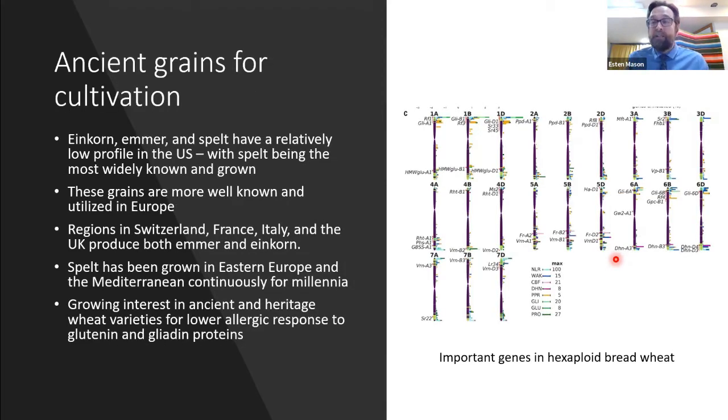If we think about ancient grains for cultivation, so einkorn, emmer, and spelt, they're relatively unknown in the US on a large scale, but spelt would probably be the most commonly grown. Europe has cultivated these for some time in different locations. Switzerland, France, Italy, and the UK produce emmer and einkorn. Eastern Europe and the Mediterranean area has produced spelt for a long time. But in the US, there's a growing interest in using these ancient grains because of their potential lower allergic response to glutenin and gliadin proteins.